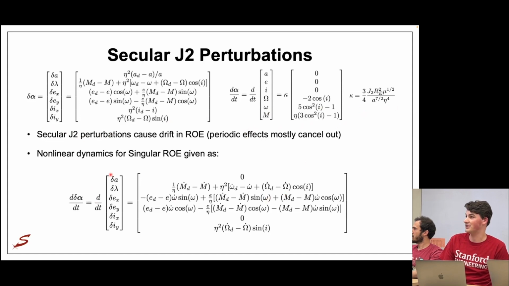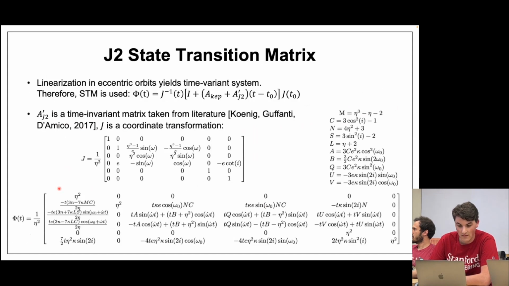And if you just take the time derivative of this and then substitute in these values, you can arrive at something like this, which is a nonlinear dynamics of, in this case, the singular ROE set. And you can do something similar for the quasi-non-singular one as well. I did not show that here. We would like a linear version for the purposes of mission design and reduced order modeling.